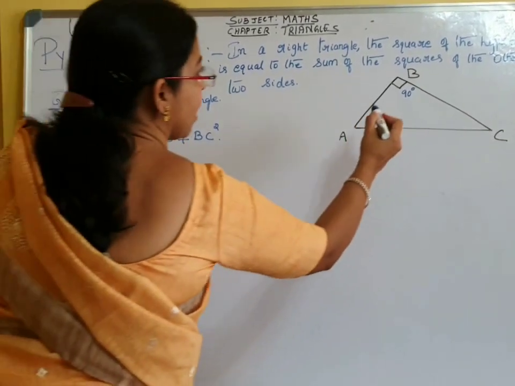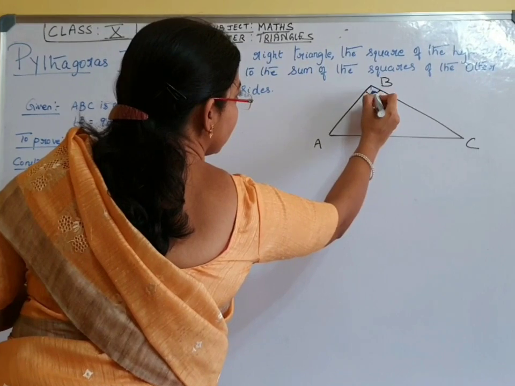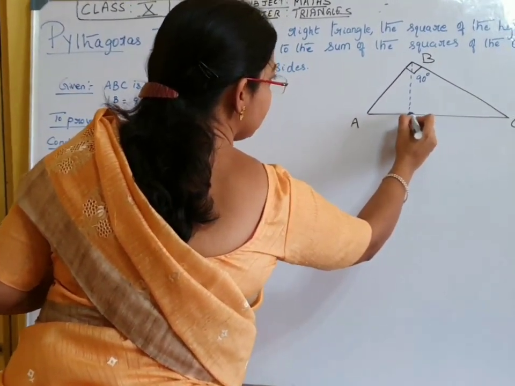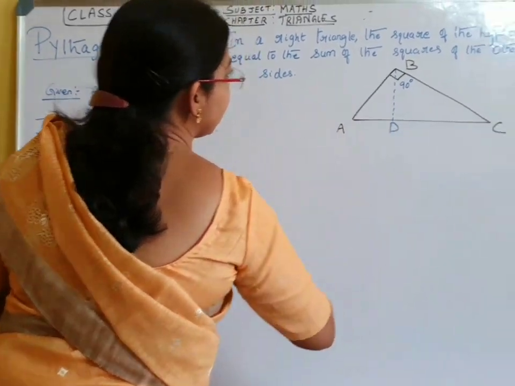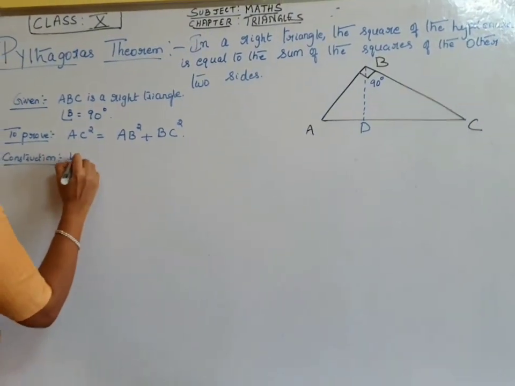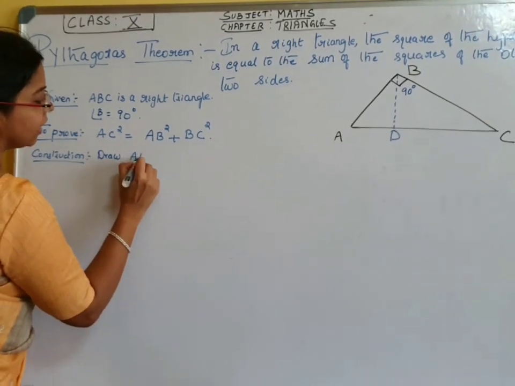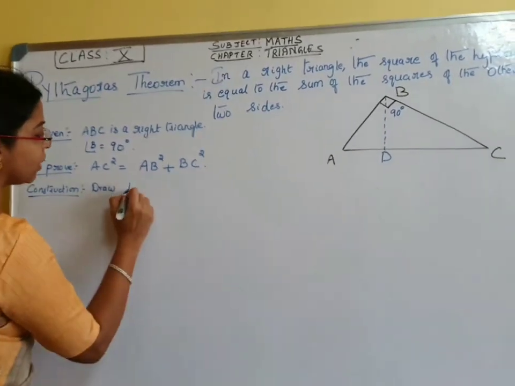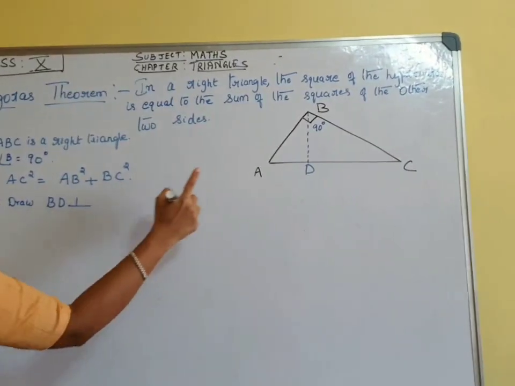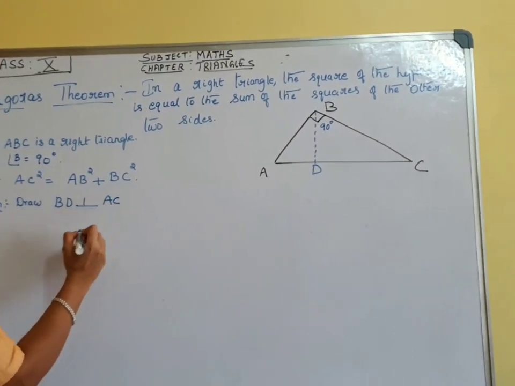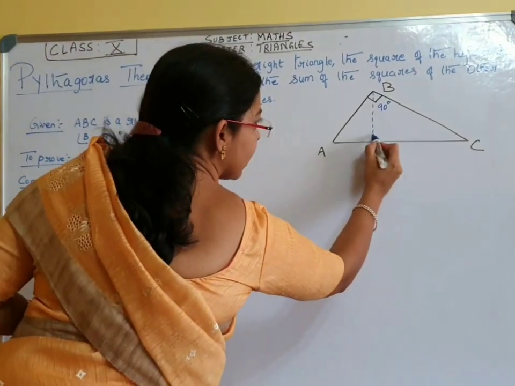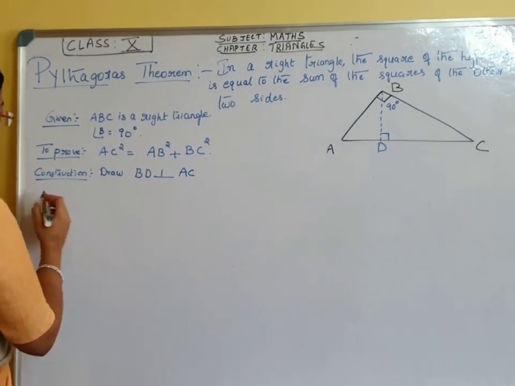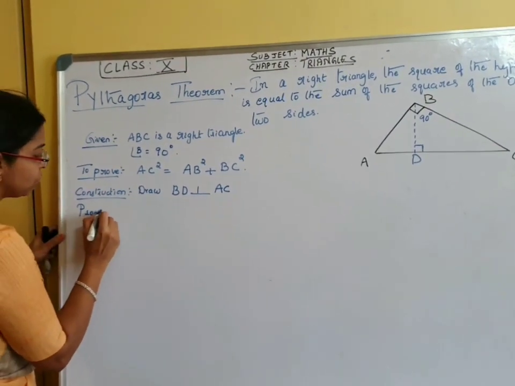Draw a perpendicular from point B to AC, and we will name it D. Draw AD, not AD, it's BD perpendicular to AC. Perpendicular, so this is 90 degrees. We are representing it this way for perpendicular or 90 degrees. So we will go to the proof now.